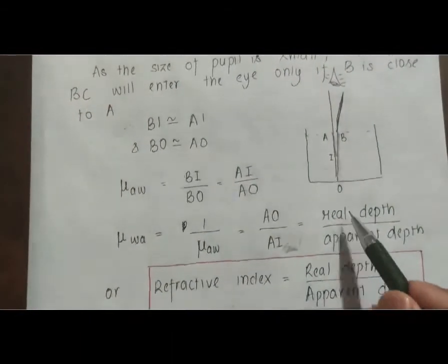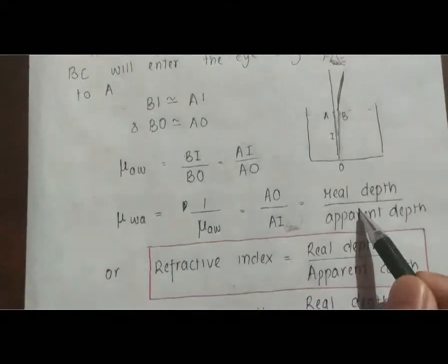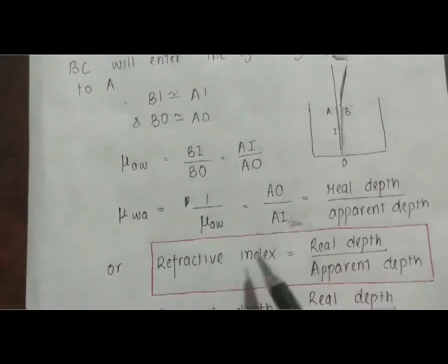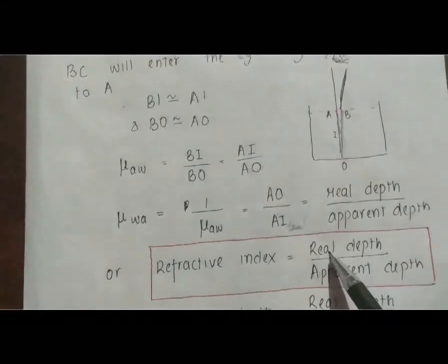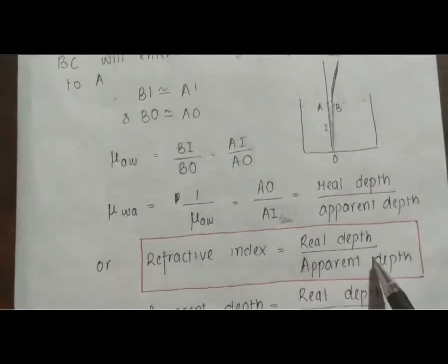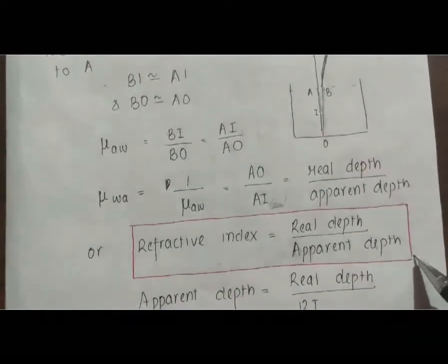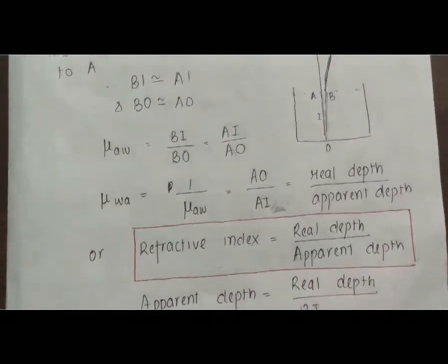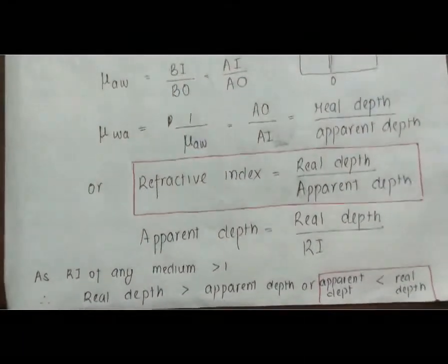AO is your real depth, AI is your apparent depth. So I can say my refractive index equals real depth divided by apparent depth. Clear? This is an important equation. If you have any confusion, you can ask me in the comment section.